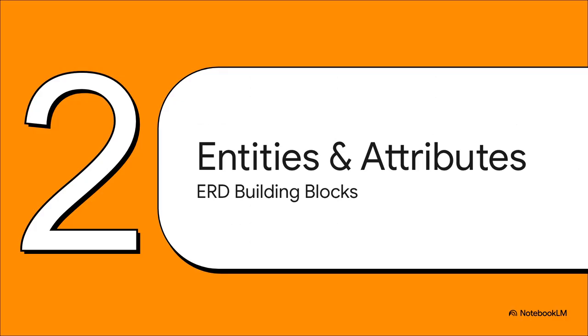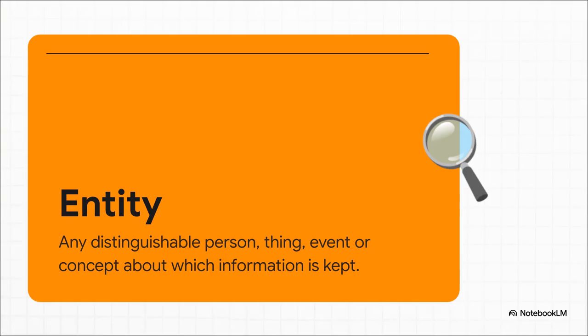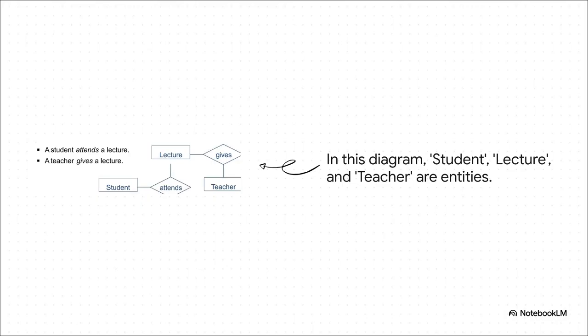Okay, now let's get into the actual building blocks of the ERD itself. We're going to start with the two most fundamental components, entities and attributes. The easiest way to think of an entity is just as a noun. It's any distinct person, thing, concept, anything that the system needs to store information about. These are the main subjects of our data model. In standard ERD notation, we draw entities as rectangles. It's that simple. So in this example, you can see student, lecture, and teacher are our entities. They're the core nouns that this system needs to track.